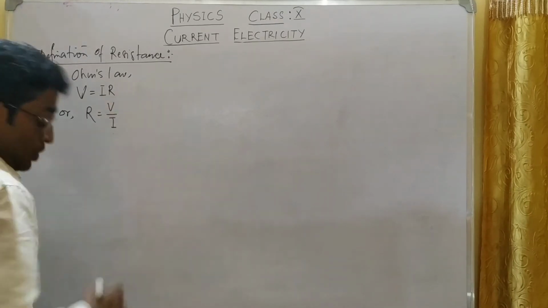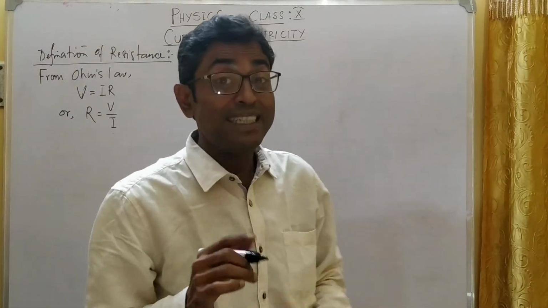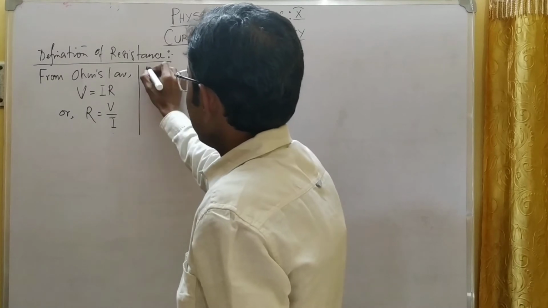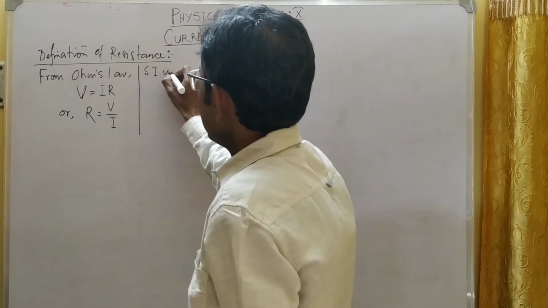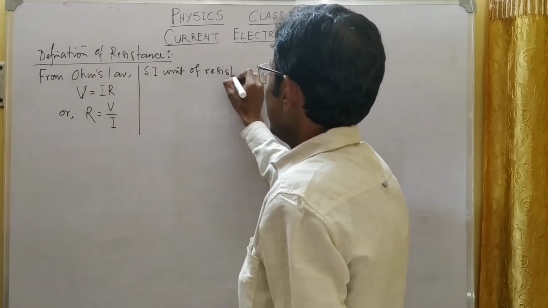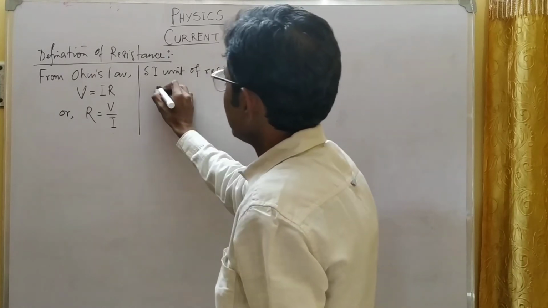Okay, so now see how I am forming the definition of resistance. See here. So remember, SI unit of resistance. SI unit of resistance is ohm.